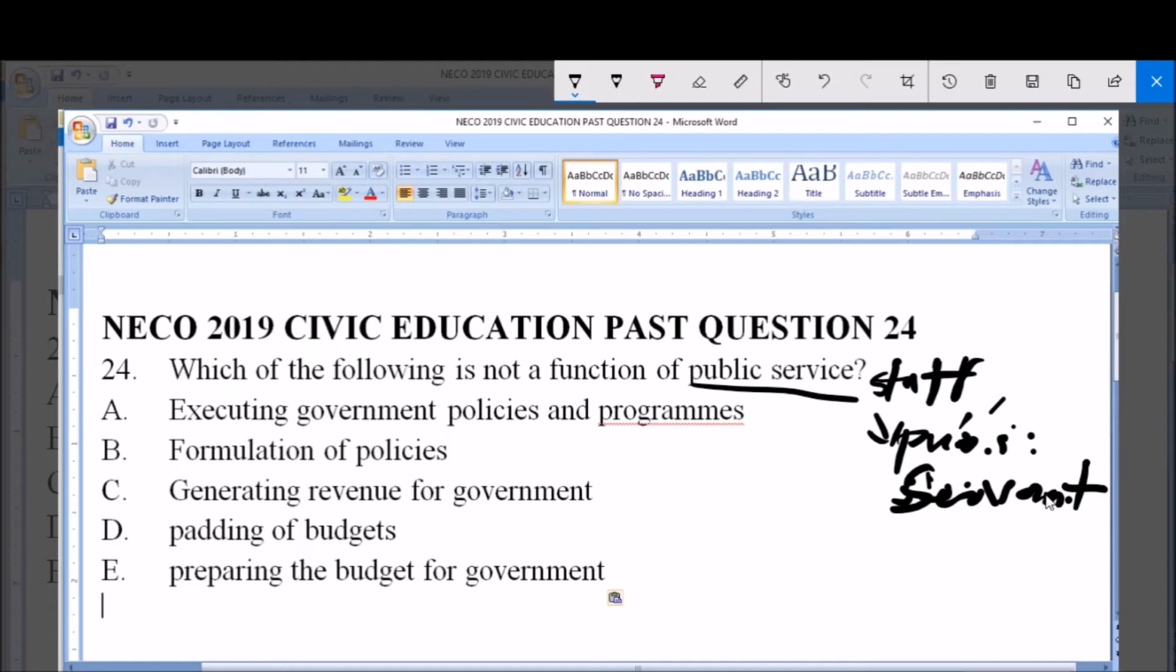So when we talk of functions of government, public service implements government policies and programs. Public service formulates policies for government. Public service generates revenue for government. Public service prepares the budget for government, but does not pad the government budget. So the padding of budget is the duty of the political head. So which means that option D is correct.